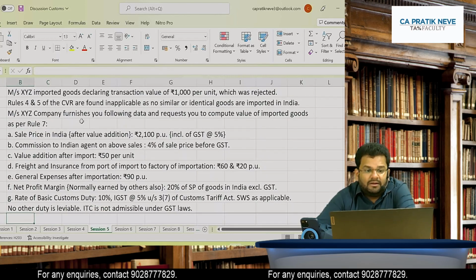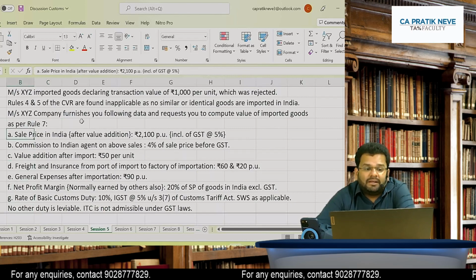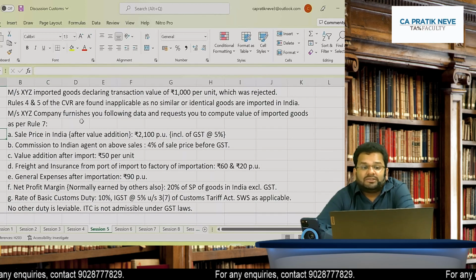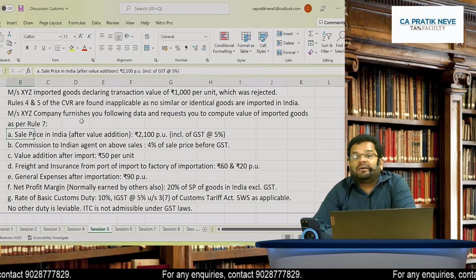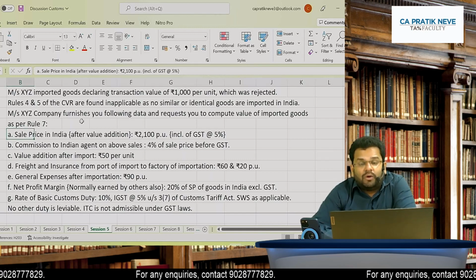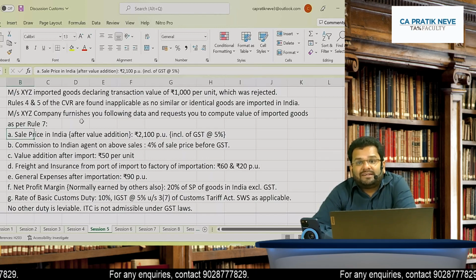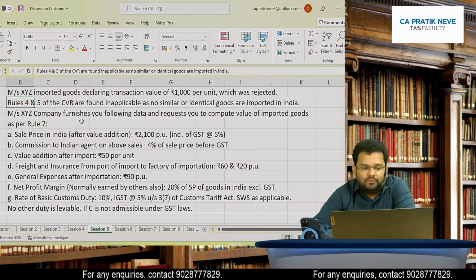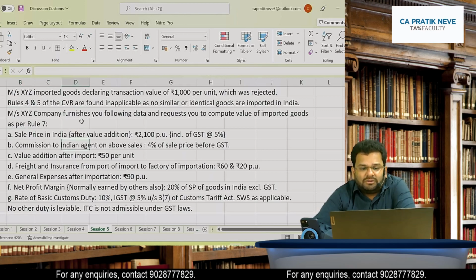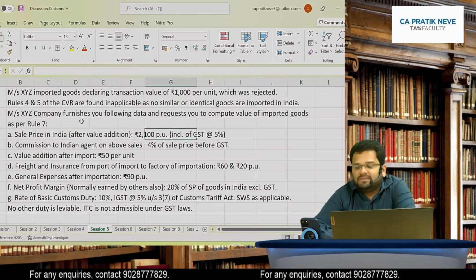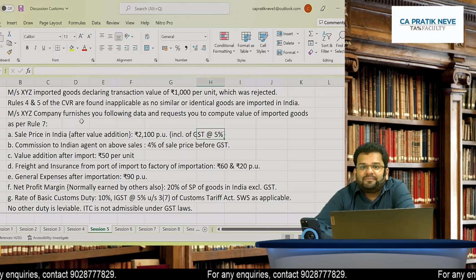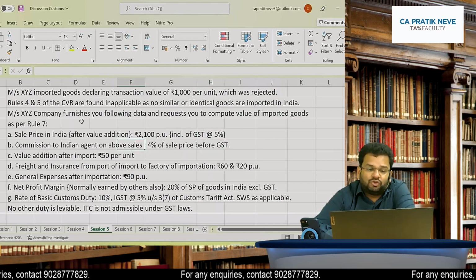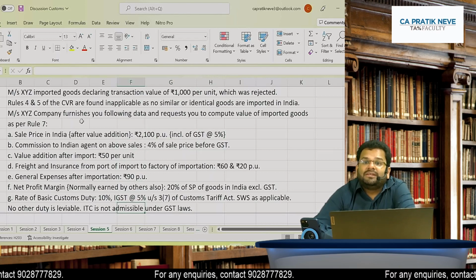At what price are such goods sold in India? Such goods are sold in India at 2100. But friends, can you take 2100 as assessable value directly? Obviously no, because 2100 includes GST also. It includes your profit margin also. It includes so many things.